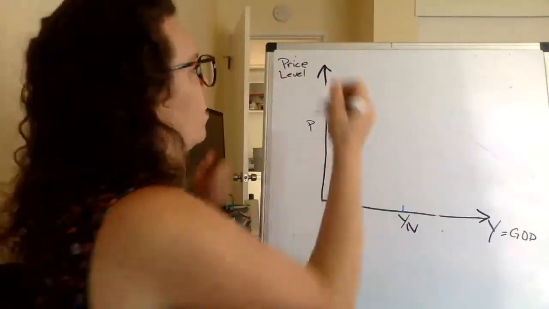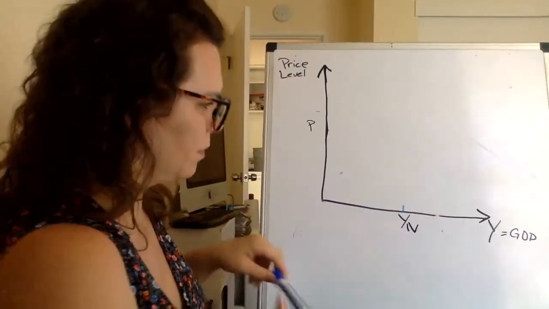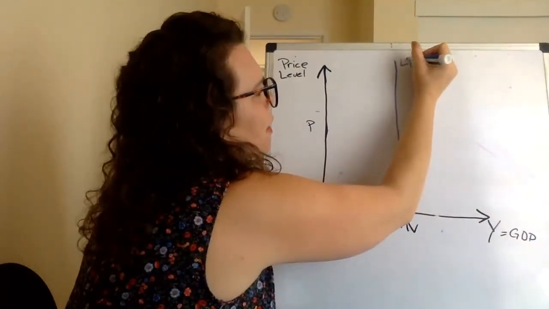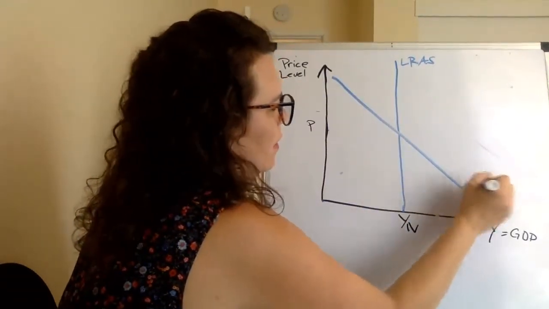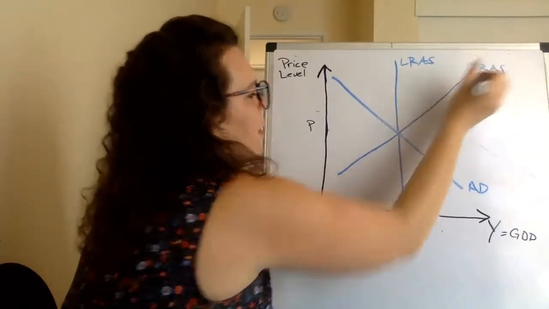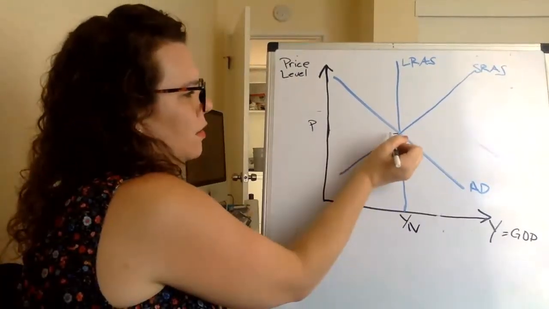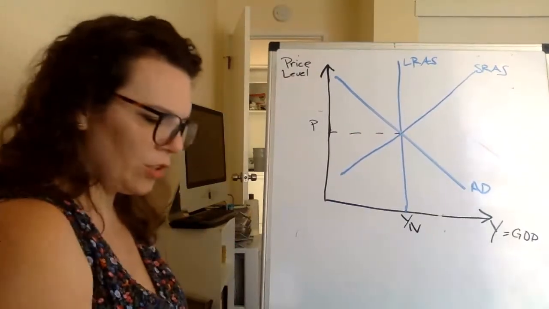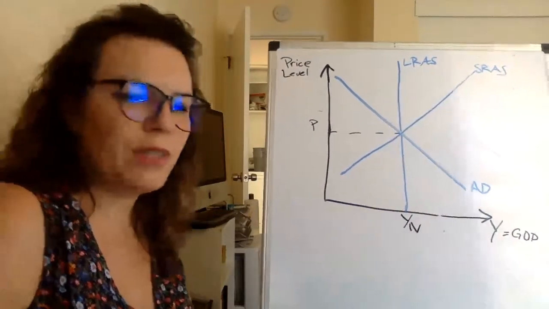So we're going to start out with our model and equilibrium, with our long-run aggregate supply here, aggregate demand, and short-run aggregate supply. We're at the natural rate of output and some price level. And then there is a massive winter storm that kills crops in the United States. Or another example would be if oil prices went up.